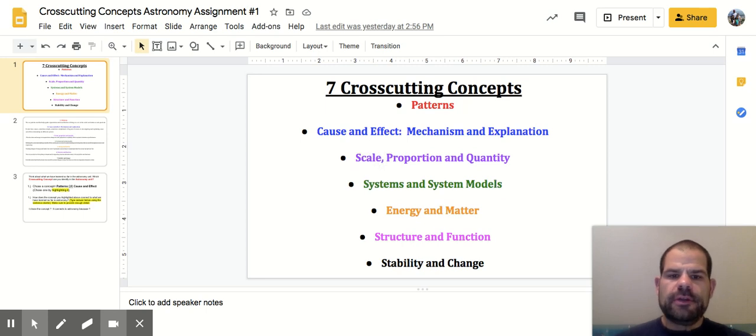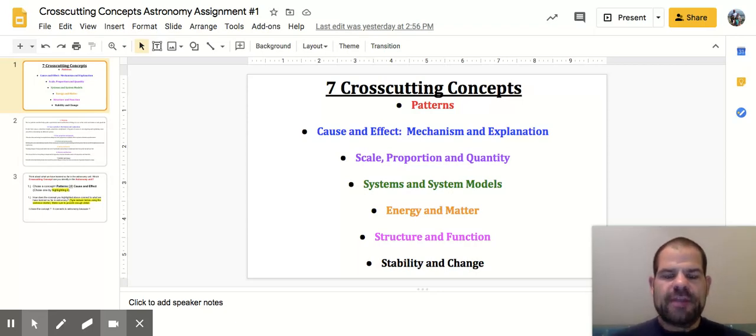Hello, boys and girls. Today, I want to introduce you to the cross-cutting concepts. These are concepts we're going to use throughout the entire school year in the astronomy, geology, and meteorology units. There's seven of them. If you look at the slide I have up right now, the seven concepts are patterns, cause and effect, scale, proportion, and quantity, systems and system models, energy and matter, structure and function, and stability and change.